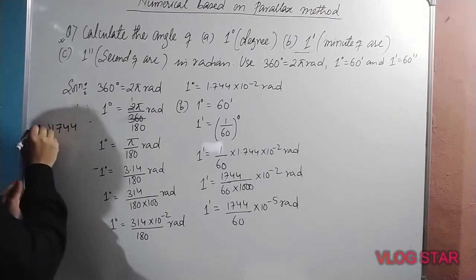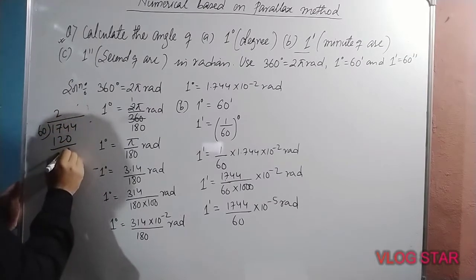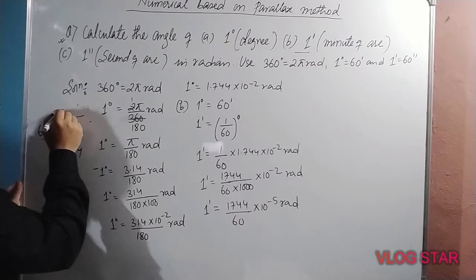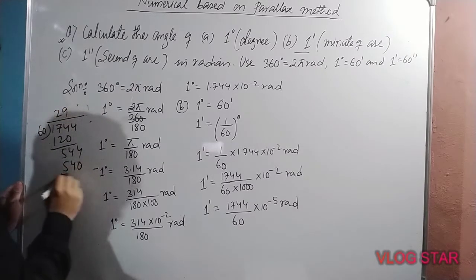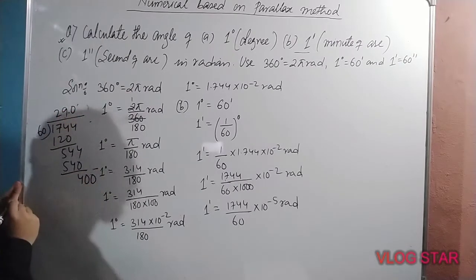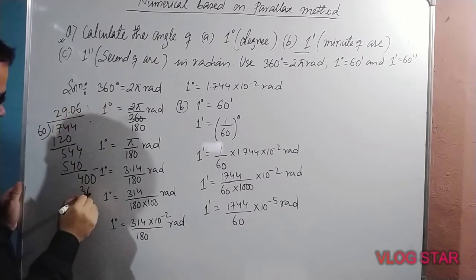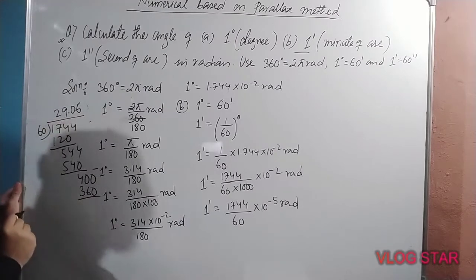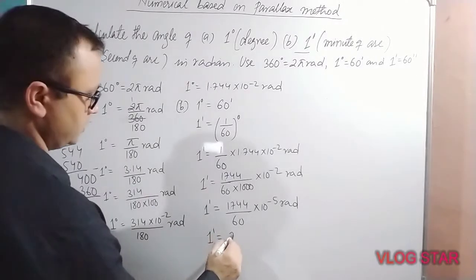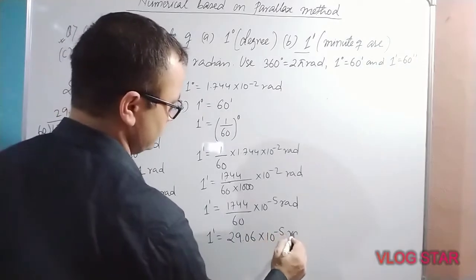1744 by 60 equals, now 2 times 12 is 24, it is 154. How many times? 6 9 54, 540, 4 left. 0 times again gives 0. 6 6 are 36, 360. So 29.06. 1 minute equals 29.06 into 10 to the power minus 5 radian.